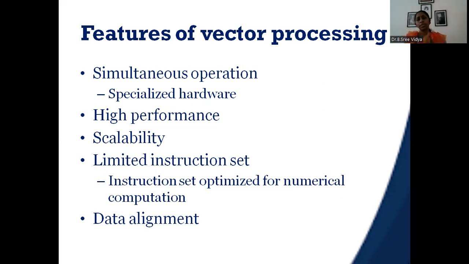Now, there are only certain instructions which can be performed. So obviously those limited instructions are completely optimized so that it gives me a great amount of computational speed. And one feature of vector processing is data alignment. As I told you, A of 1 can be added only with B of 1. A of 2 can be added only with B of 2. All right, so that kind of an alignment of data is required if you want to perform vector processing.